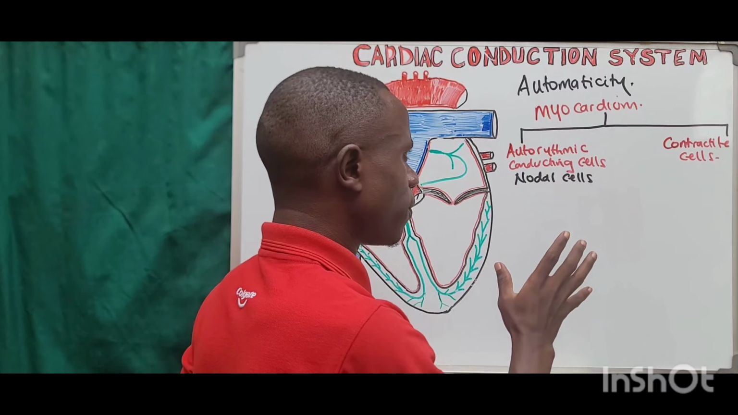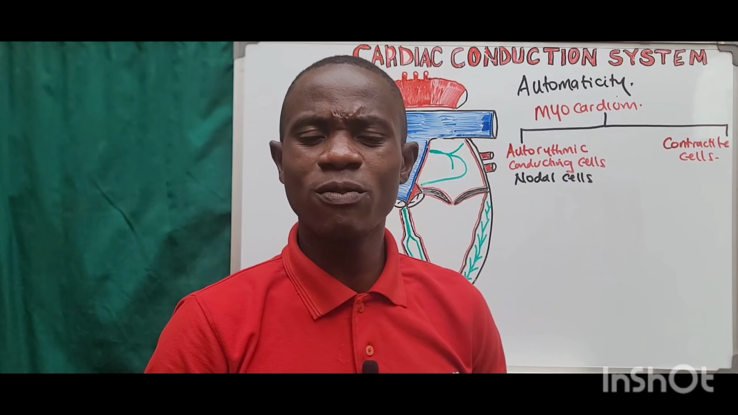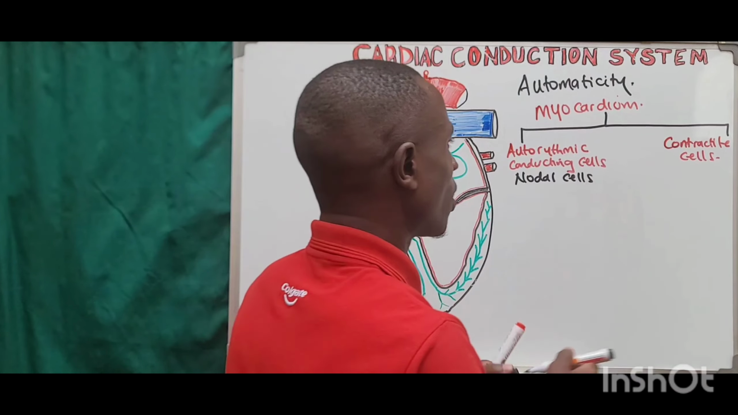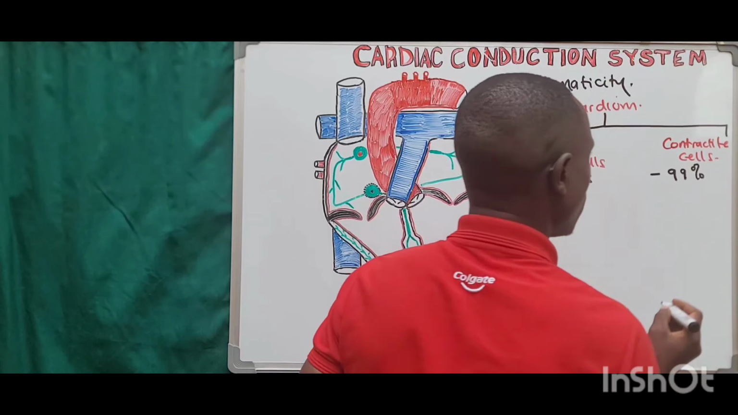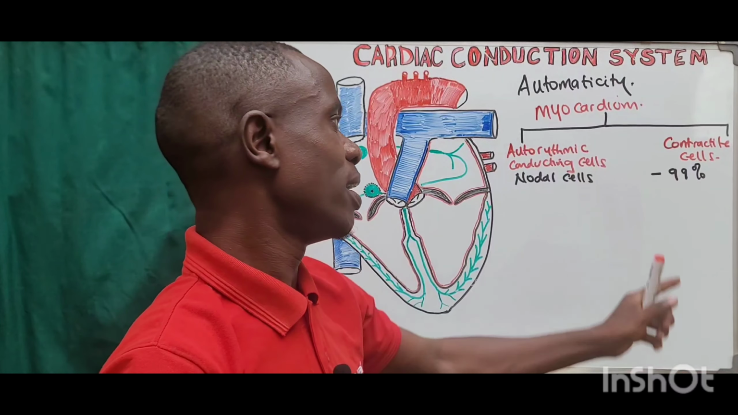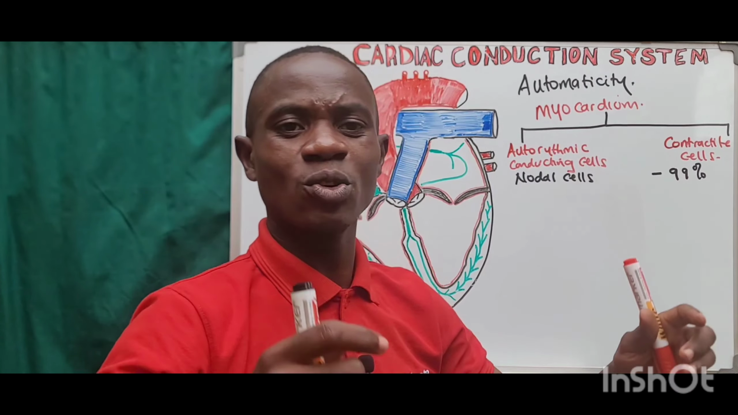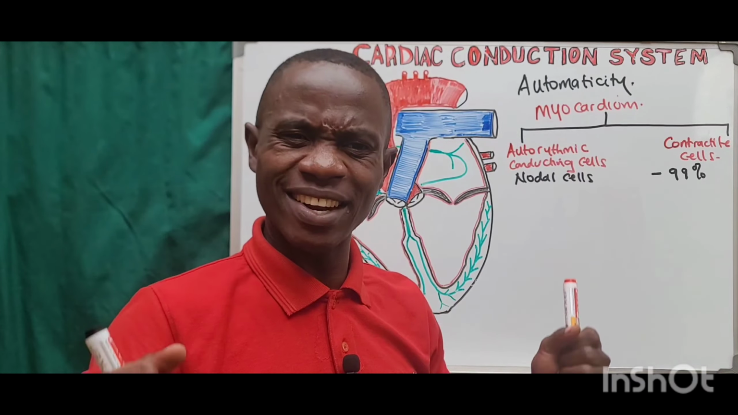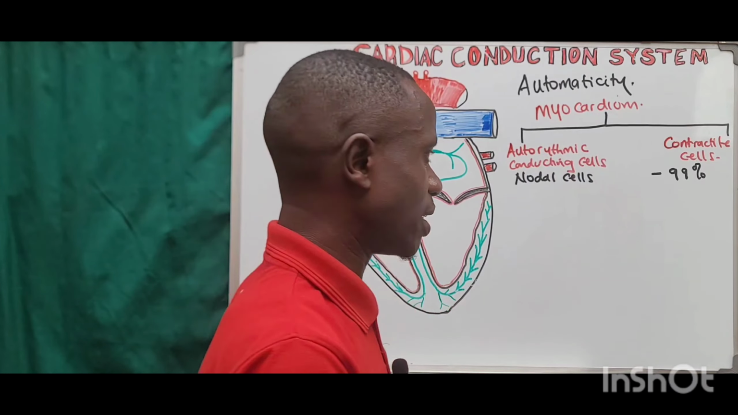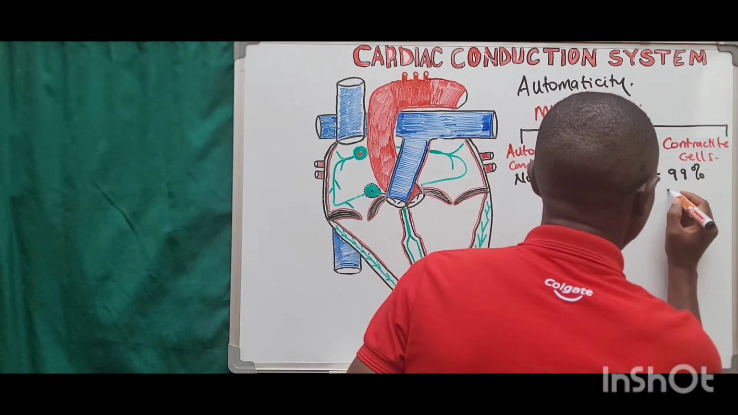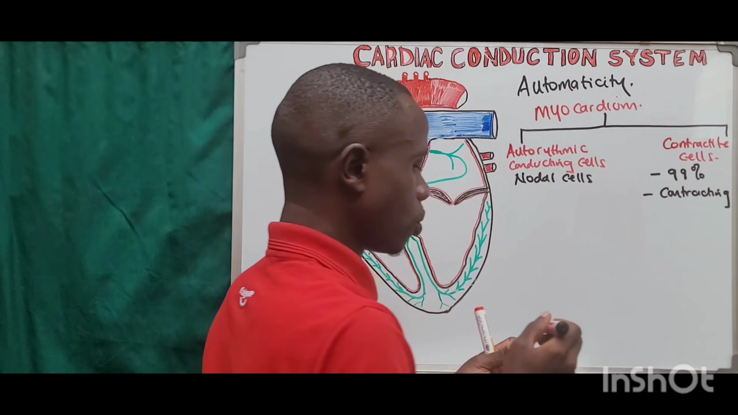What is very interesting is that the contractile cells constitute the biggest percentage of the myocardium. Approximately up to 99% of the myocardium is made up of contractile cells. These are the cells that contract to generate the extensive amount of force which will push out the blood. So these cells are going to be contracting.